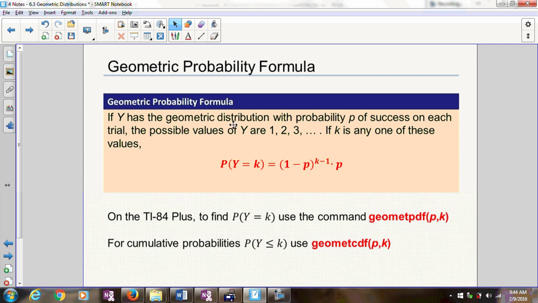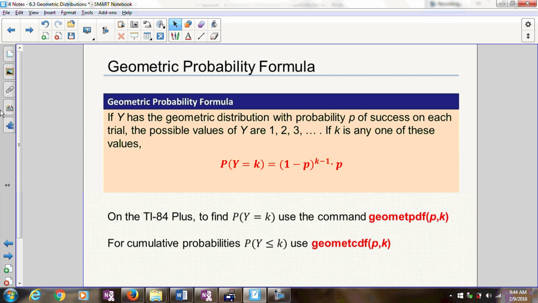So this is the geometric probability formula. Anytime I'm looking for the probability that the geometric random variable equals anything, so let's say I'm talking about k, so the first success occurs on the kth trial, then I'm taking my probability of failure and raising it to the number of failures, which is always going to be k minus 1, times the probability of success.